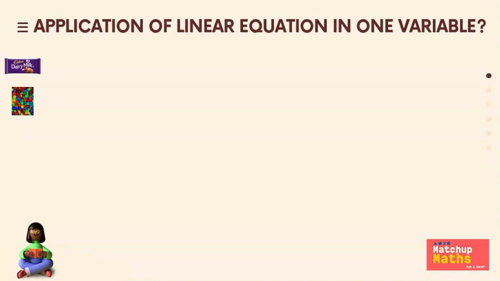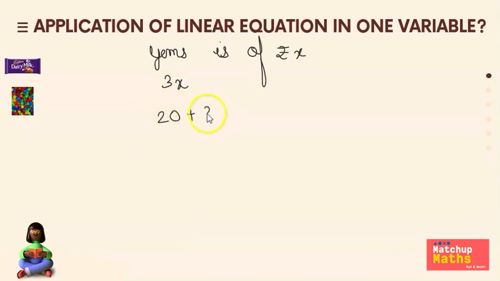Now, you go to a shop to buy chocolates. You buy 1 Dairy Milk of rupees 20 and 3 gems. But you don't know the price of gems. So, you assume that a gem costs rupees x. As you buy 3 gems, it will cost you 3x. The shopkeeper gives you a bill of rupees 50.